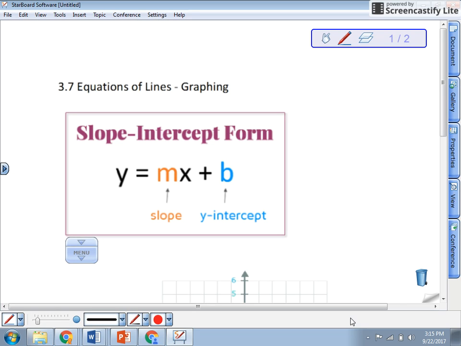Welcome to the notes on equations of lines and graphing. By the end of this lesson, you're going to be able to graph lines in slope-intercept form. So there we go. There is slope-intercept form. Y by itself equals mx plus b.